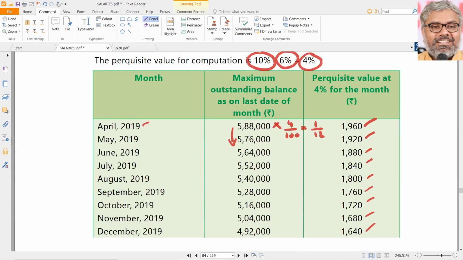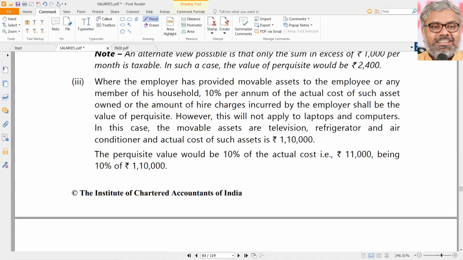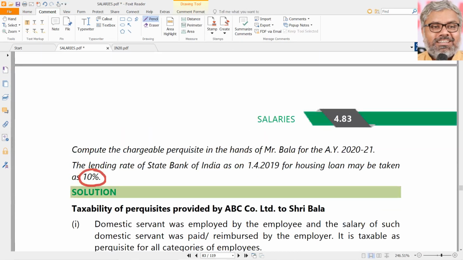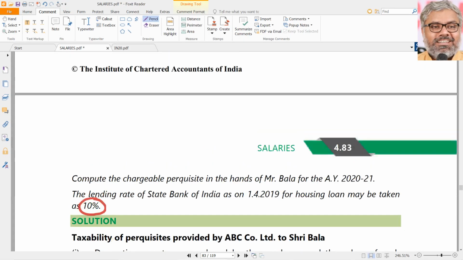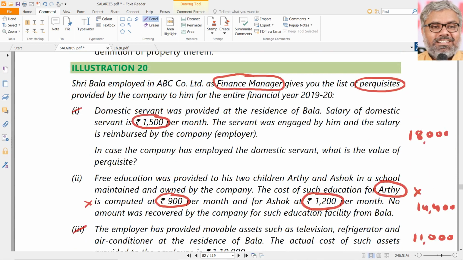20,880 rupees is the value of perquisite in respect of interest-free loan. So that is the point here. What was the question? Compute the chargeable perquisite in the hands of Bala for the assessment year 2021. So one by one you can take.